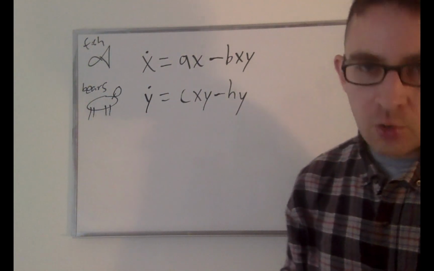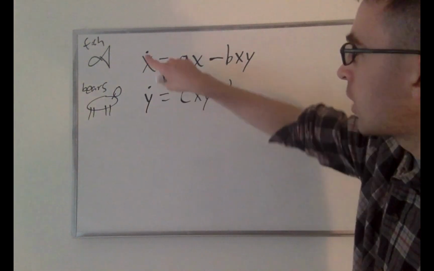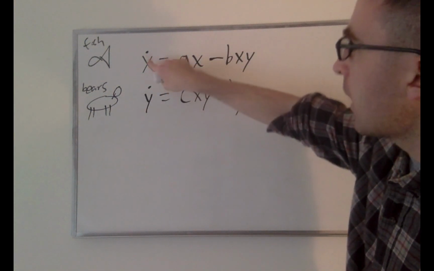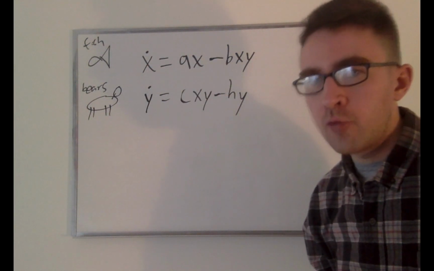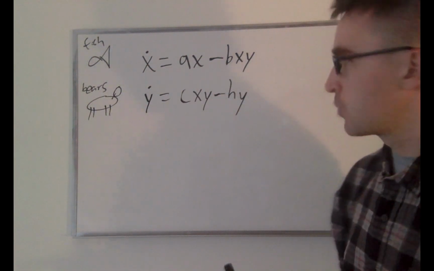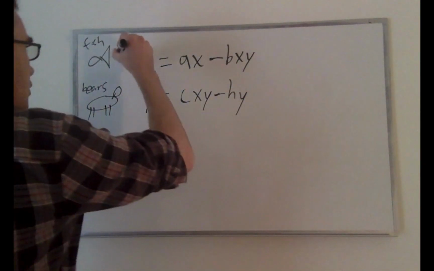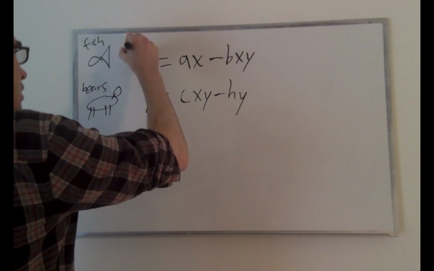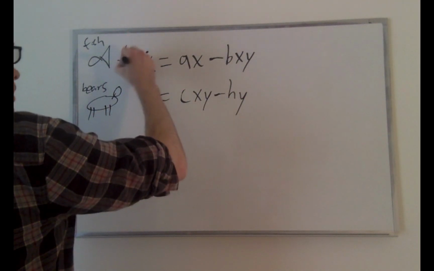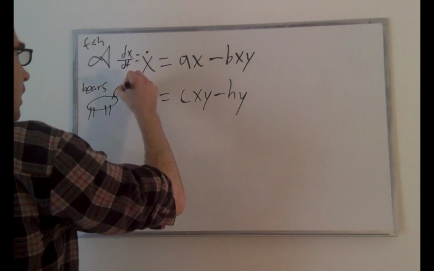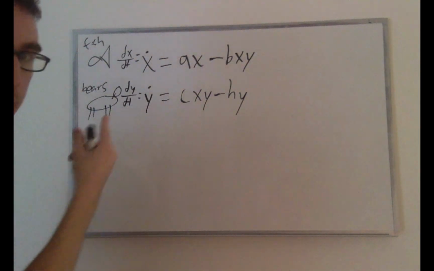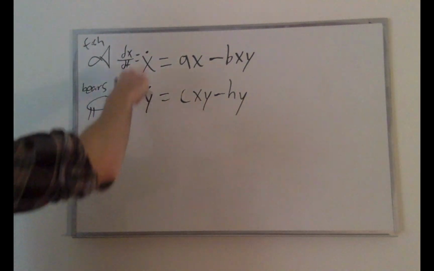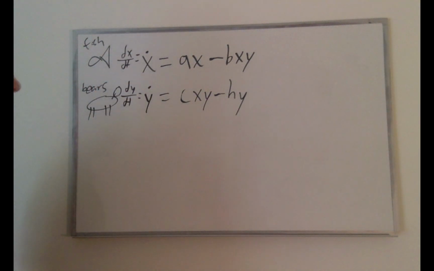Also, a quick note on the notation. What I've written here, this x dot and y dot, is just another way of writing the derivative with respect to time. So I'll note here, this is the same thing as saying dx dt and dy dt. These are just the derivatives with respect to time, just an easier way of writing those.